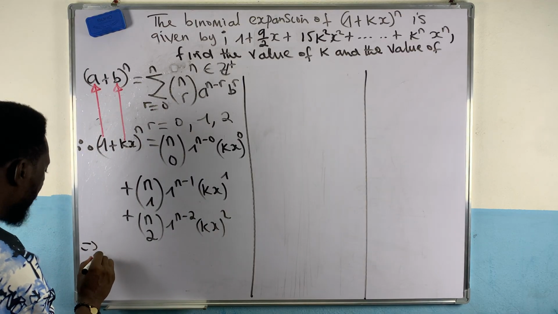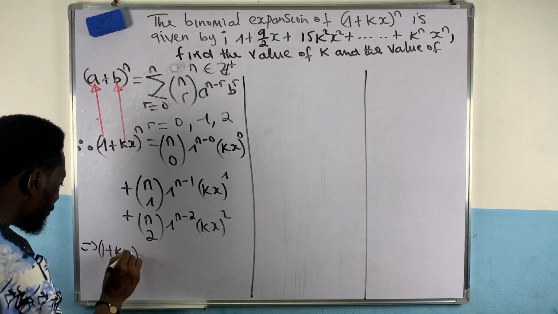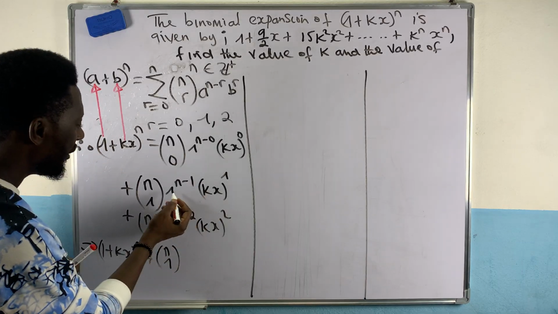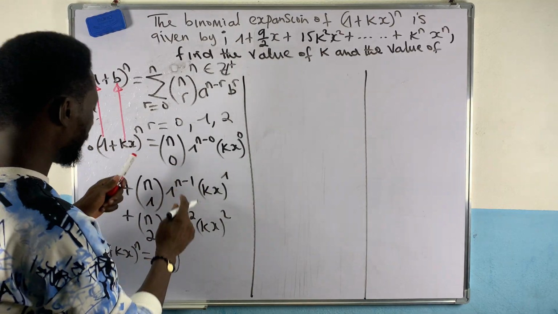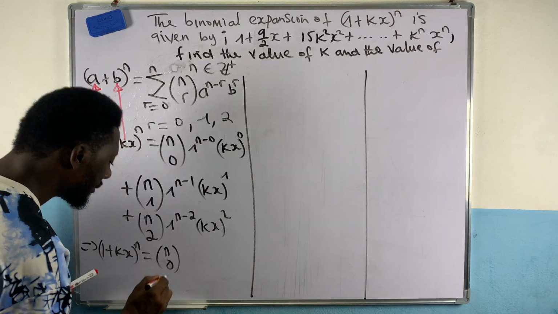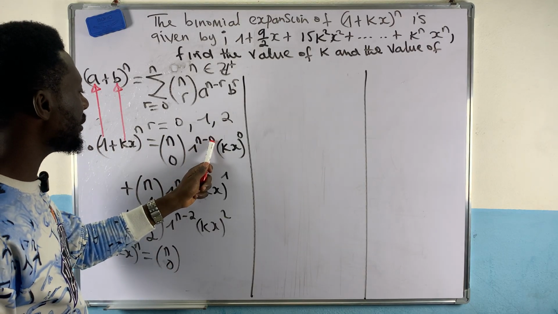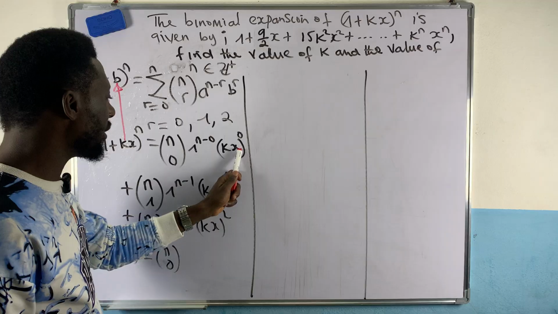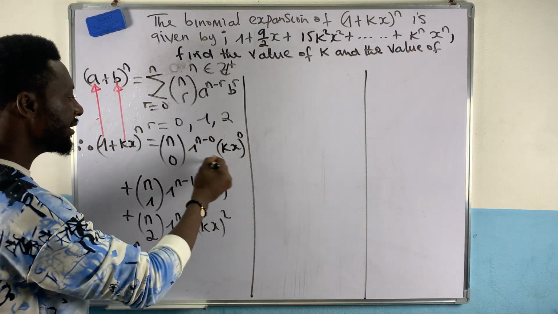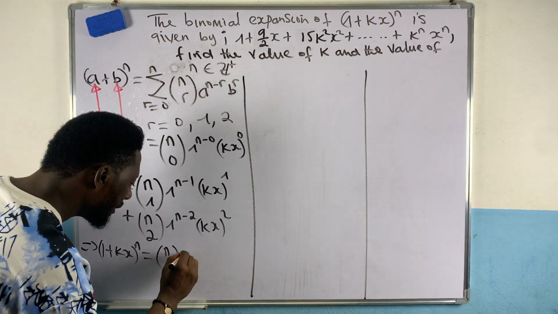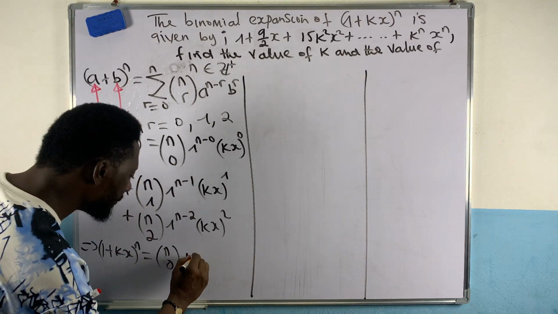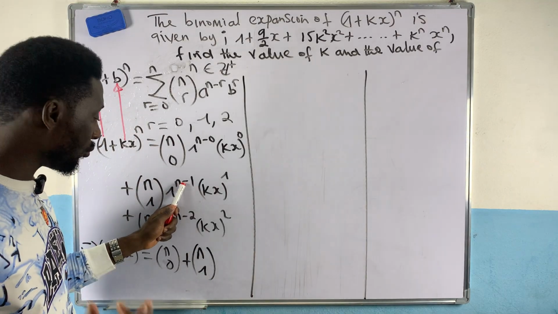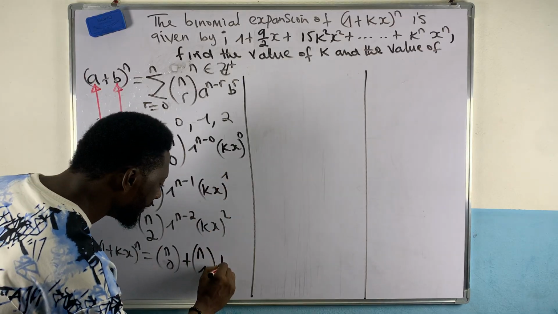So this implies my expansion (1 + kx)^n will be equal to n combination 0. 1 raised to the n minus 0 is 1 raised to the n, which is still 1. kx raised to the power 0 is actually 1. So this entire product here is actually 1. So plus n combination 1, 1 raised to the n minus 1 is actually 1. kx raised to the power 1 is still kx.